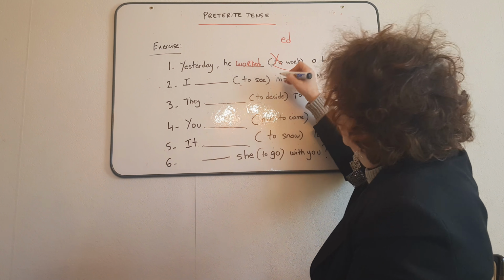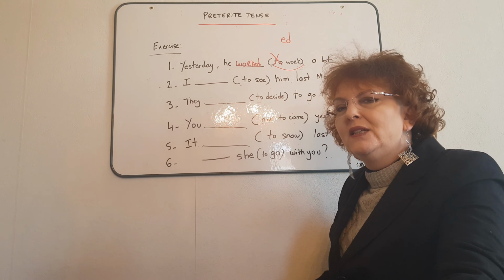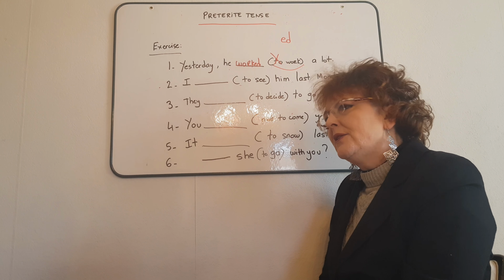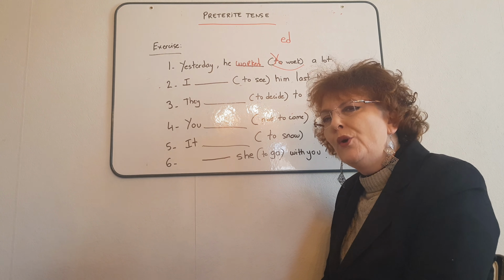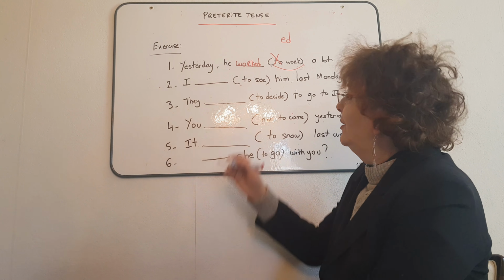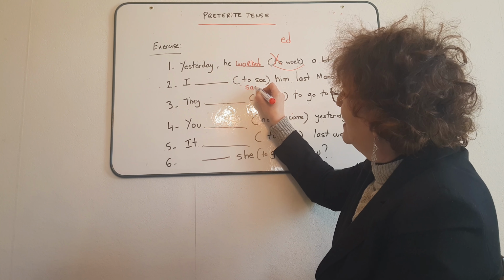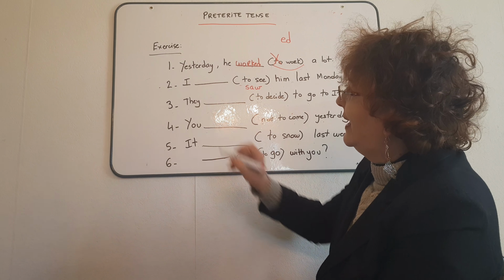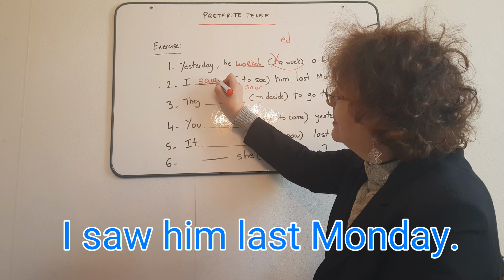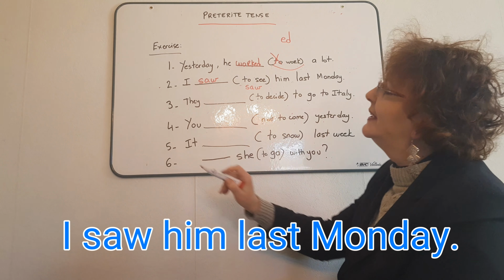Number 2, I to see him last Monday. Hold on a sec, we can't see here. I to see him last Monday. So is to see a regular or an irregular verb? Well, it's an irregular verb. The preterite tense of the verb to see is saw. Therefore, we'll say, I saw him last Monday.